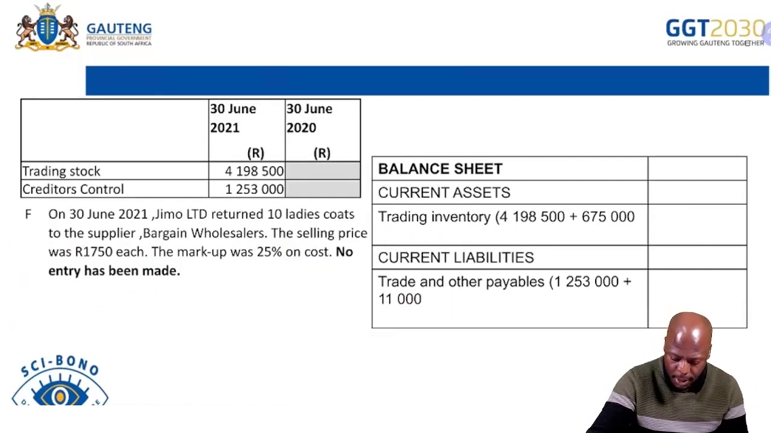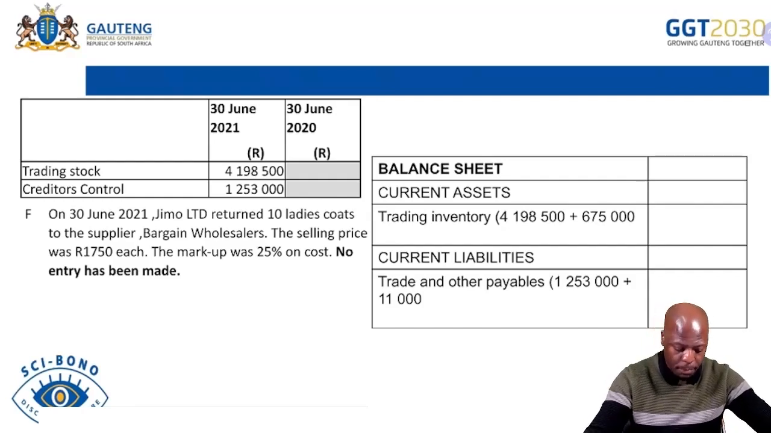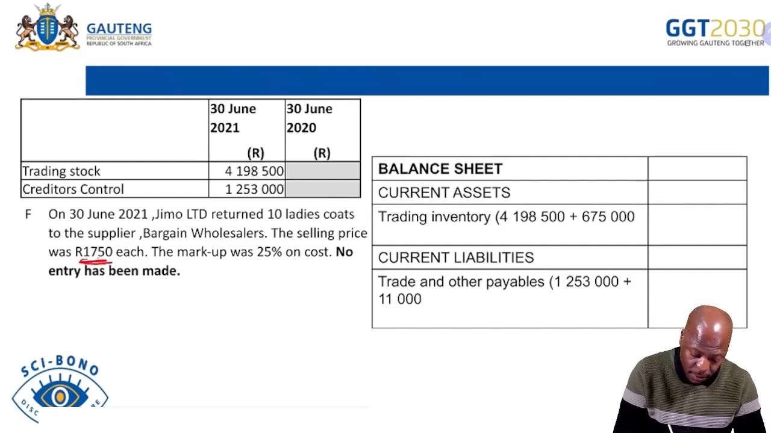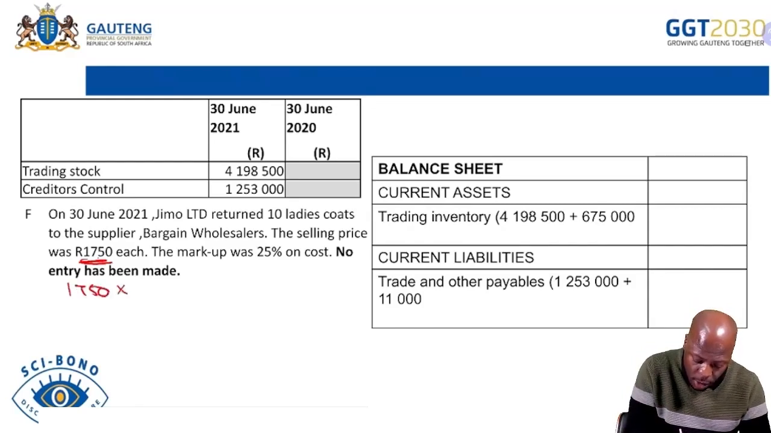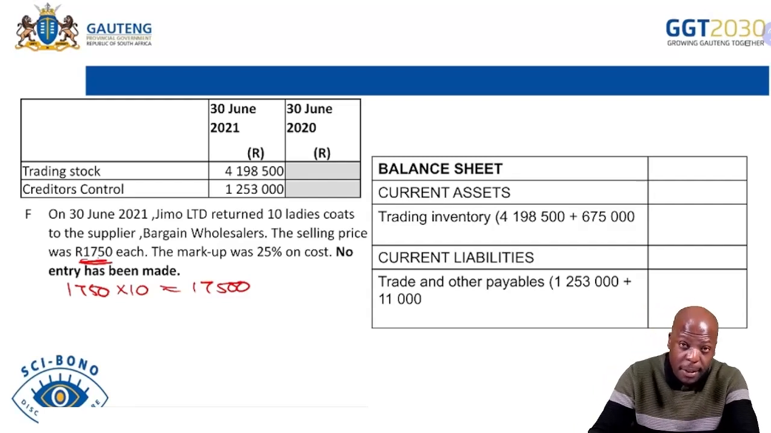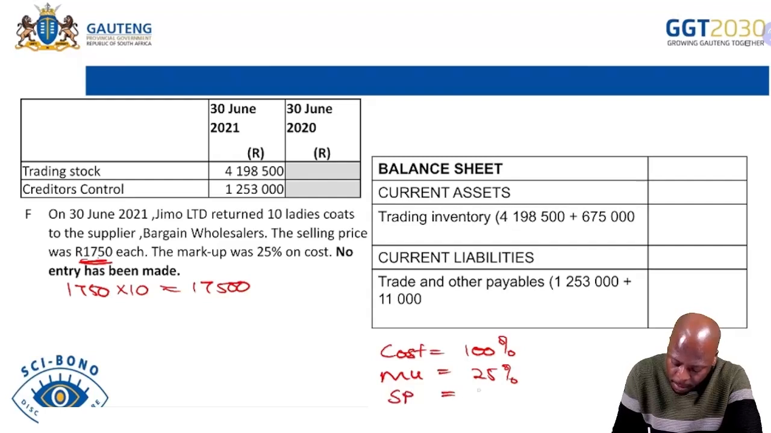Now, I want us to come to the next one. It says here, on 30 June 2021, Jimo Limited returned 10 ladies' coats to the supplier. So we returned 10 coats to the supplier, who is Bargain Wholesalers. The selling price was 1,750 each. Okay, so we're returning 10 and each one is 1,750. So it means here it's 1,750 multiplied by 10, which should give me 17,500. Okay, and then the markup was 25% on cost. Already, this is grade 10, cost is always 100, and then markup in this particular case is 25. Therefore, selling price becomes 125.